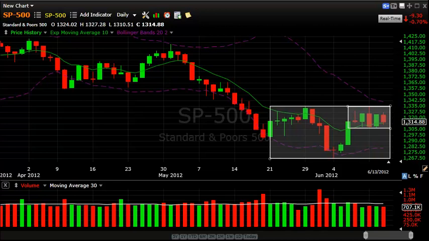We're looking at the S&P 500 right now on a daily chart. We have a 10-period moving average on this chart. We have Bollinger Bands that are 20 and 2, or 2 standard deviations from a 20-period simple moving average. We have volume on the bottom, and this white line is a 30-period moving average of the volume.